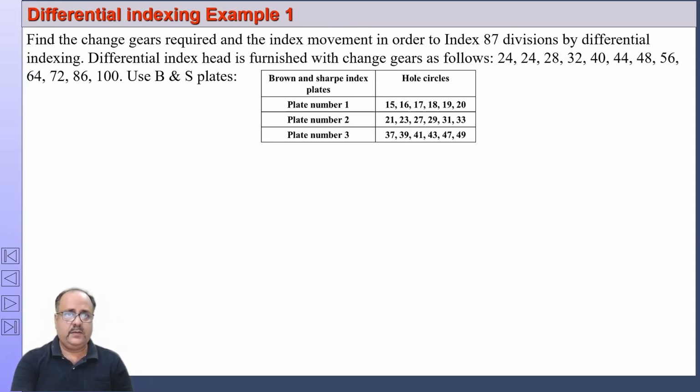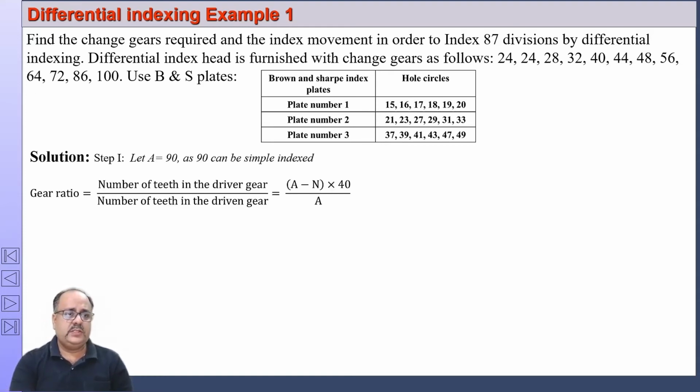So we'll start with a problem. We have to divide into 87 divisions. Same problem we have done for compound indexing also, and here the change gears are given to us. The first step is to find the gearing ratio. We have taken A as 90.